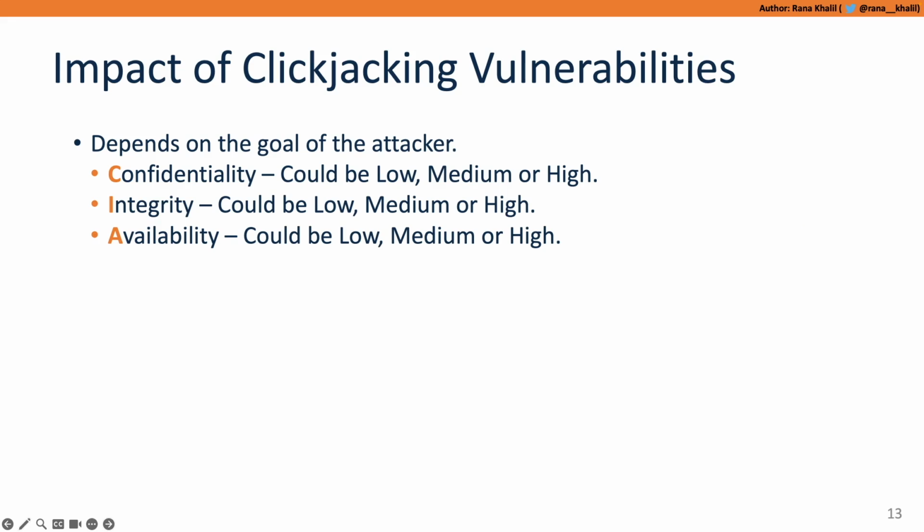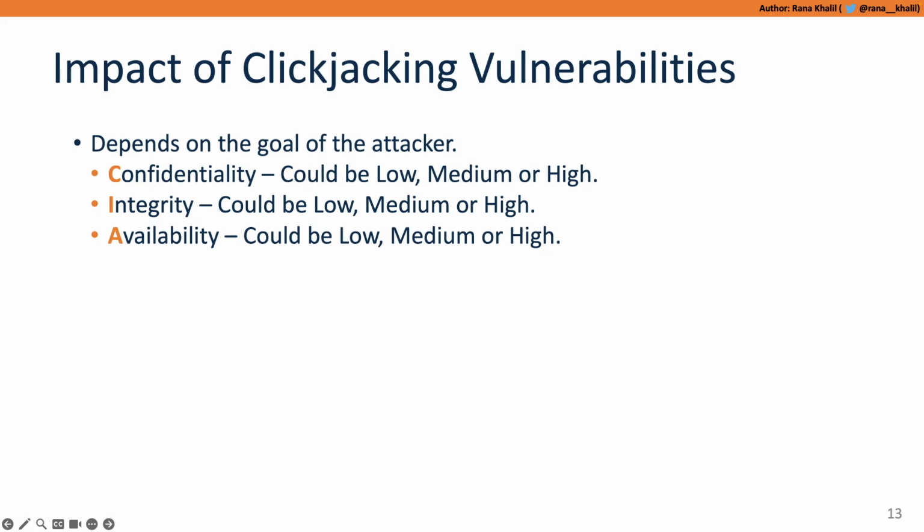Alright, so we covered the details behind clickjacking vulnerabilities and we looked at several different types of clickjacking. Now let's discuss the impact of these types of vulnerabilities. We've touched a bit on this in the previous slides, but as usual, when I discuss impact, I like to measure it in terms of how it impacts the CIA triad, so confidentiality, integrity, and availability.